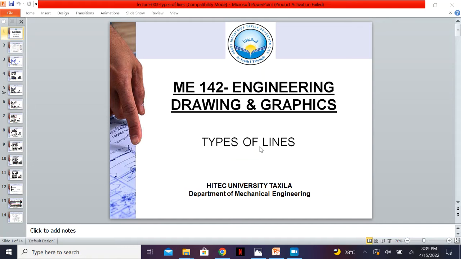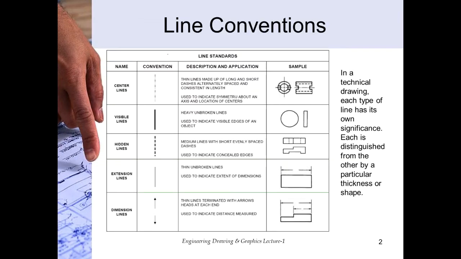Today we are going to discuss the types of lines in engineering drawing and graphics. Basically, the types of lines are really important in order to understand an engineering drawing. If you need to understand every aspect of a drawing, it is very important that you understand what each line represents and what the properties and characteristics of each line are. So we will start with the line conventions.